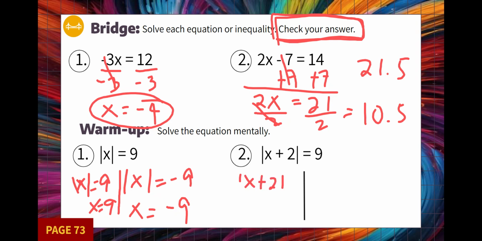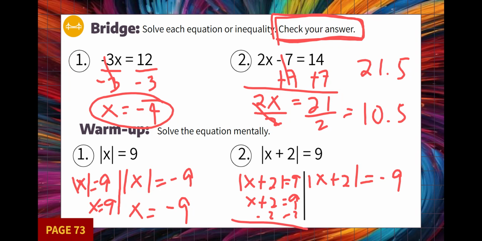Absolute value of x plus 2 equals 9, and absolute value of x plus 2 equals negative 9. So with the equation x plus 2 equals 9, you're going to subtract 2 on both sides. I'll show you later the better work for this. x is equal to 7, and then the other one would be x plus 2 equals negative 9, subtract 2, so therefore x is equal to negative 11.